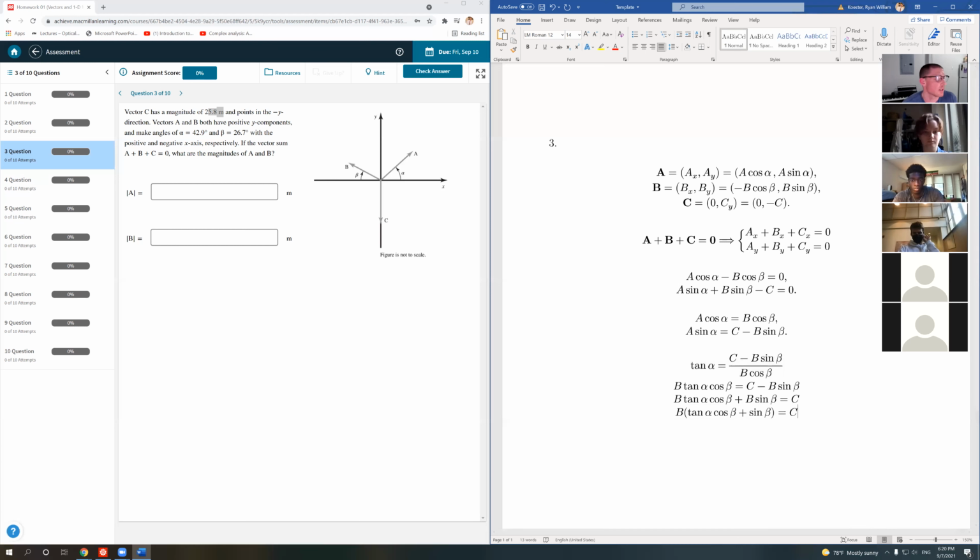So then the question is, how do I get A? Well, what you do is just look at this equation. Now that you've solved for B, you can use this equation to get A. Do you see that?